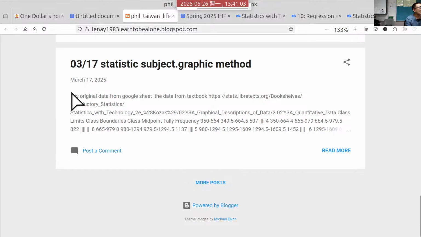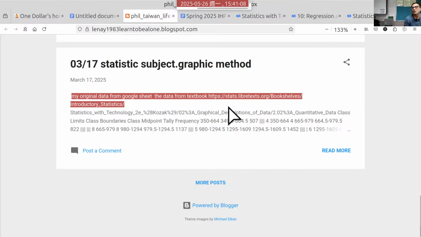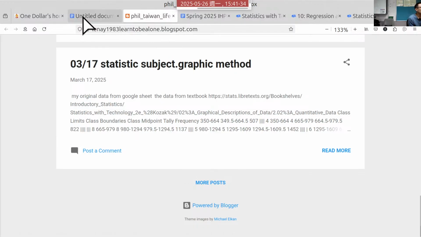But just a reminder, my original data from Google Sheet, the data from the textbook here. You need to cite the source of your information. Otherwise, it becomes plagiarism. Plagiarism is stealing ideas or information from somewhere. That is not good. So you need to cite the source of your information. Okay, this one, my original data from here, is okay.